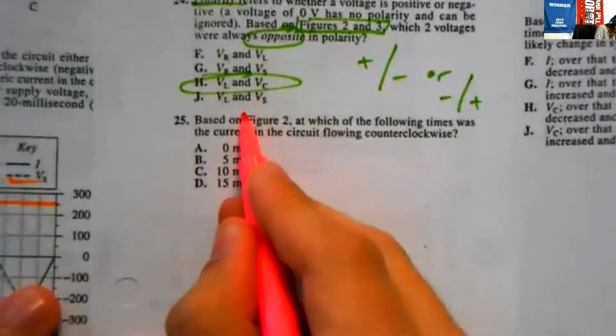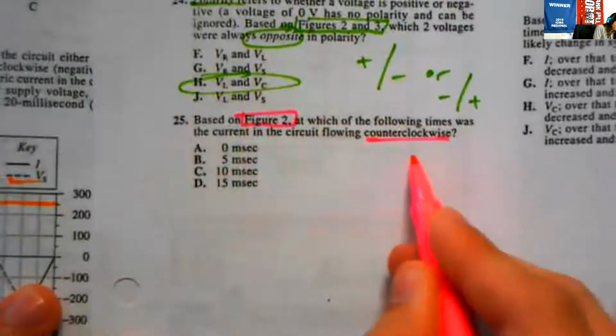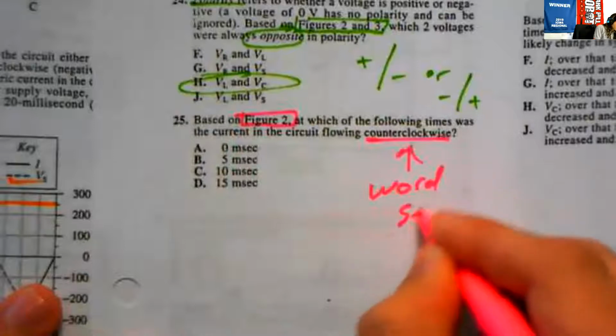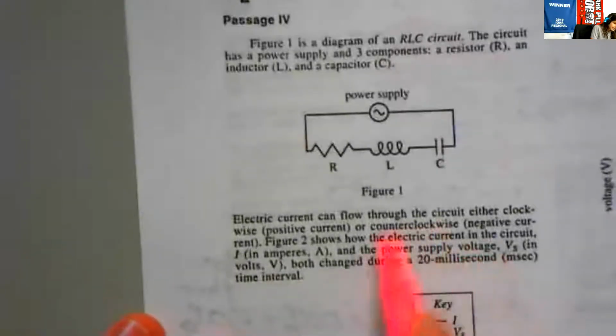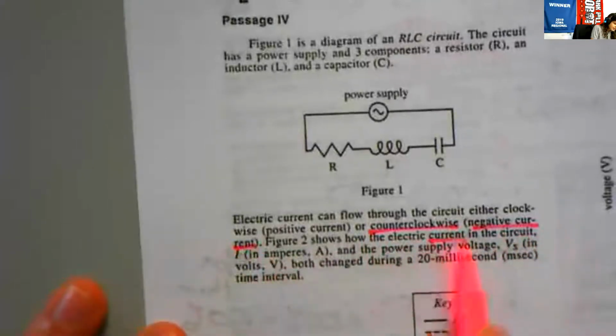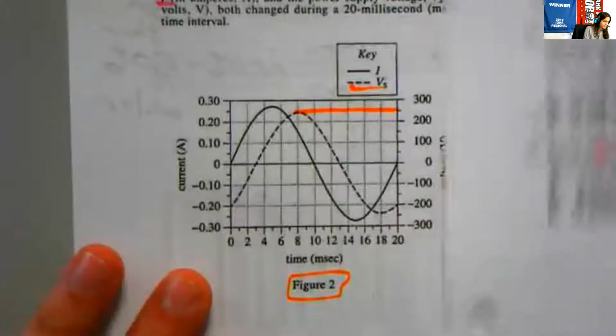Number 25, 2 left to go. Based on figure 2, at which of the following times was the current in the circuit flowing counterclockwise? You should have looked at that word and said, huh? Time to word search for that word counterclockwise. You go through and you find it. Counterclockwise, negative current. And current is I. Okay, so when we got a negative current? 0, 5, 10, or 15. Here's my current.